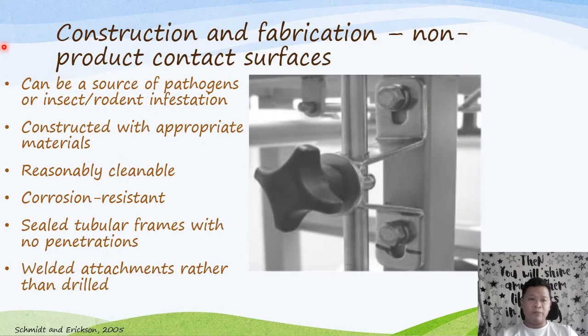And in GMP equipment design, we want to make sure that there are no possible sources of pathogen or insect rodent infestation. So you should construct with appropriate materials that are easy to clean, corrosion resistant. If they're using tubular frames, they should be sealed because these tubes could harbor insects inside. You might have ants or cockroaches there. Then there should be seals so that there is no possibility of penetration.